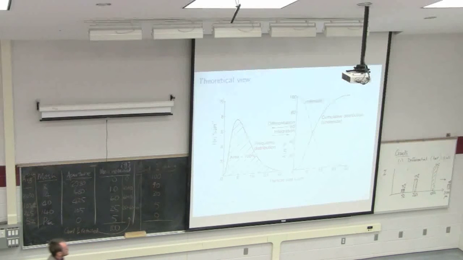Okay, so from a theoretical perspective then, on the left we've got our function f of x, that's the frequency distribution, or simply the differential curve. If you integrate that, so take this function f of x and you integrate it, go from left to right, you'll get the cumulative distribution.